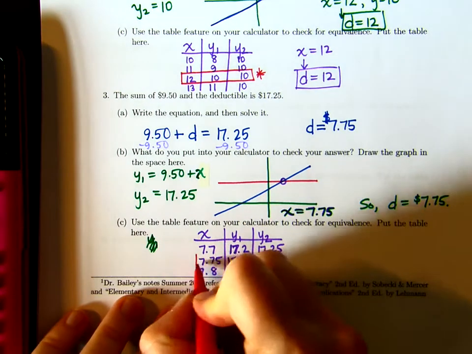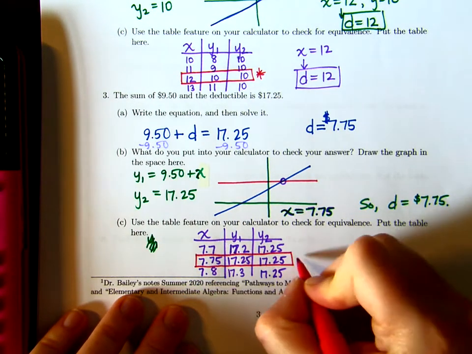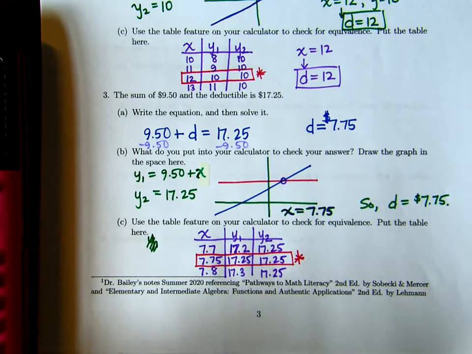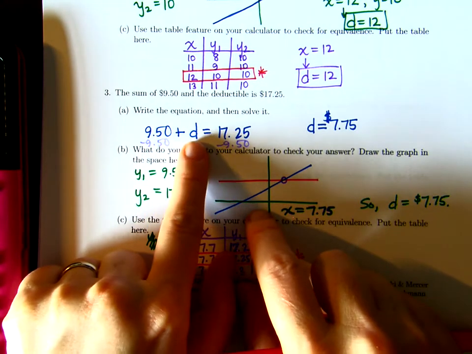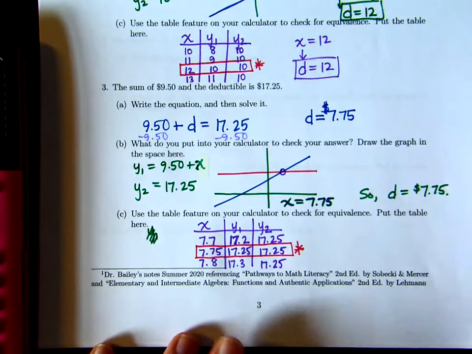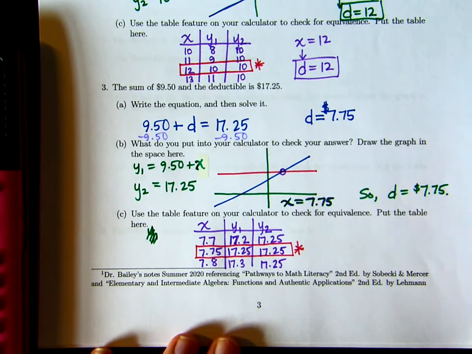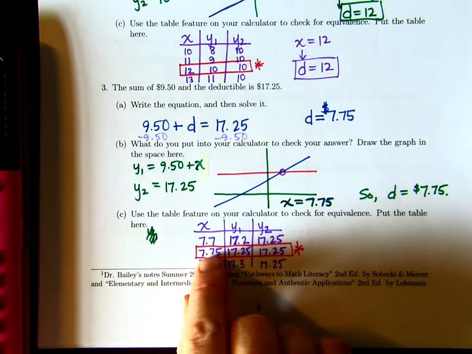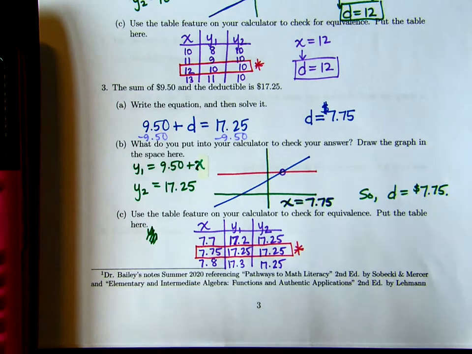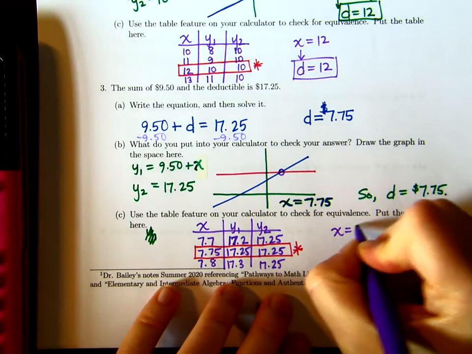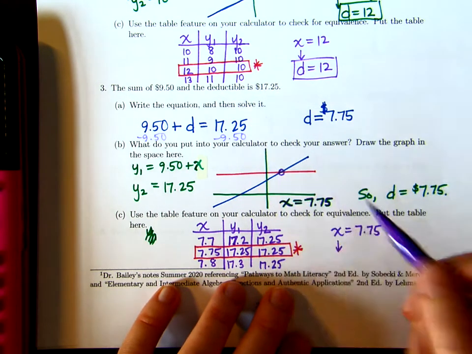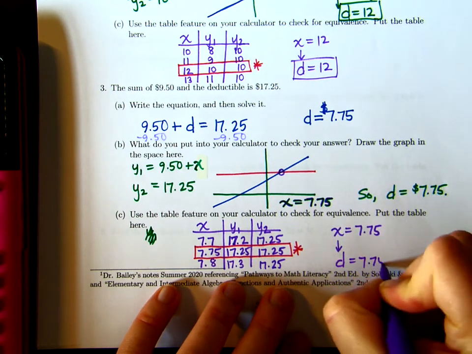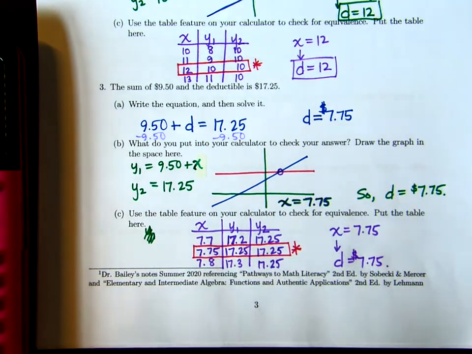which told us right here this is where the left side of the equals is truly equal to the right side of the equals. So that's where this $9.50 plus the deductible is equal to $17.25. And so that shows us that happened when x was 7.75, to give equality, but really that was a D for deductible here. Okay.